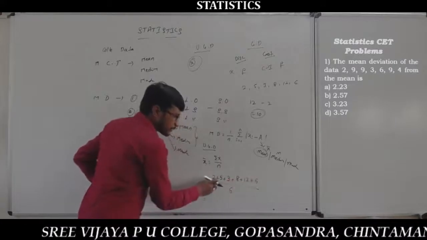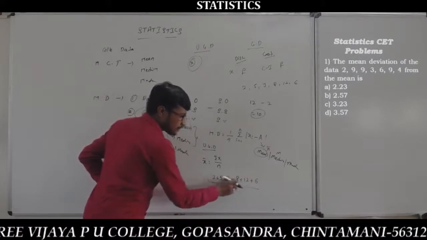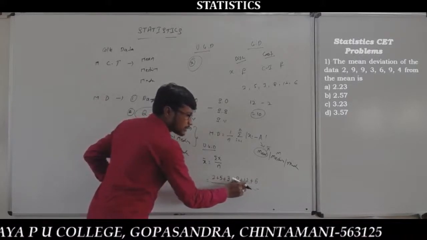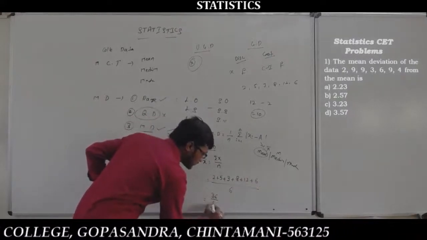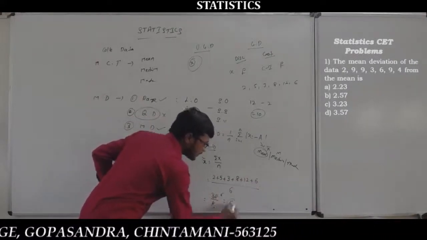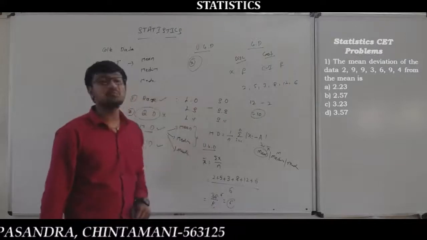Just add these: 2, 3, 5, 6, 8, 12. The sum is 36. So 36 by 6, you get 6. That is the mean. So this is how to find the mean.